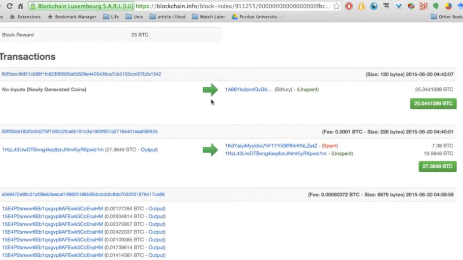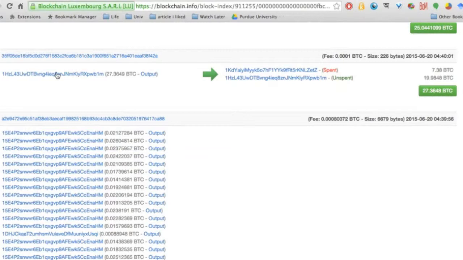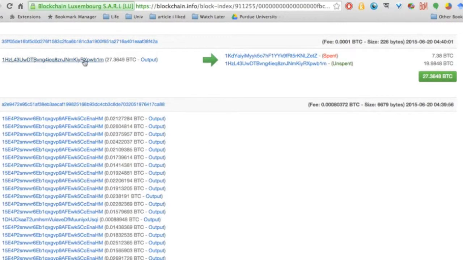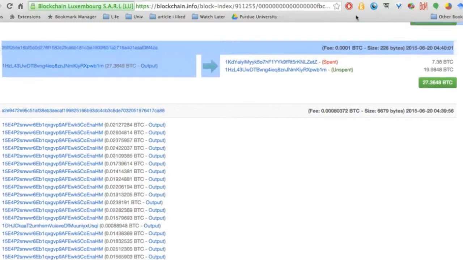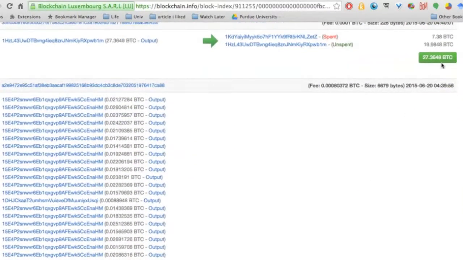As you can see, this is a transaction where this Bitcoin address, which had at that time 27.3649 Bitcoin, is sending 7.38 Bitcoin to this specific Bitcoin address. And also it's sending 27.3649 minus 7.38, which is 19.9848 Bitcoin, to this specific Bitcoin address.